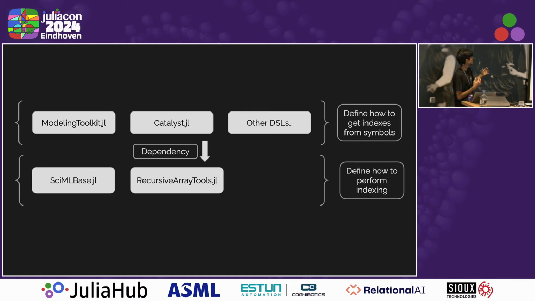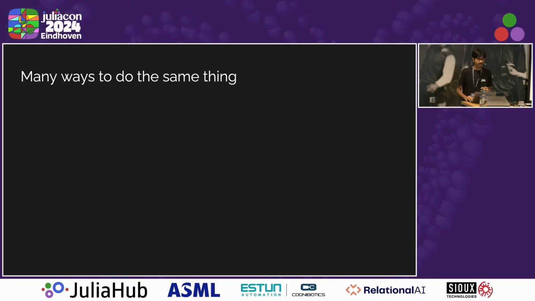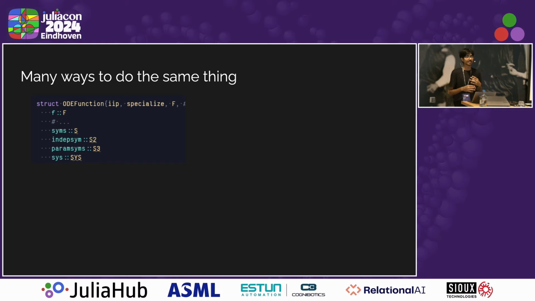The problem here is that the top-level libraries are the ones that know what the symbols involved in the system are and how to get them. But the actual values are accessed through the lower-level libraries. So you need to provide information flow in both directions, where the top-level libraries need those data structures, and yet the data structures need information from the top-level libraries. And so we ended up with multiple ways to do the same symbolic indexing workflow.